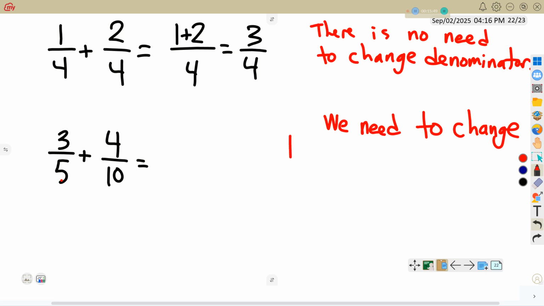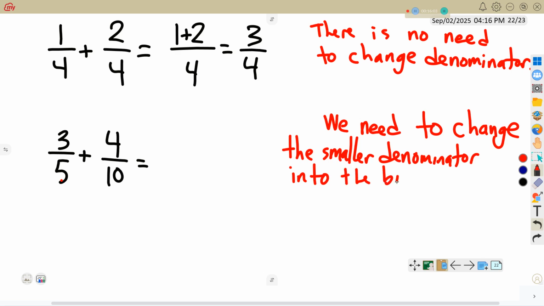We need to change the smaller denominator into the bigger one. Okay? And the reason we could do that is because we see that 5 is a factor of 10. That's not always true. So in this case, we only have to change one of them, right? So how would that look?